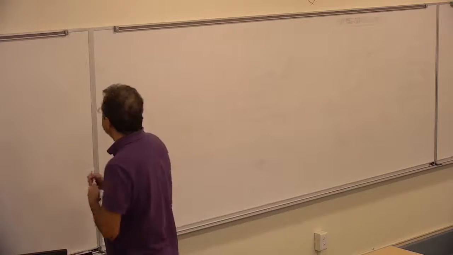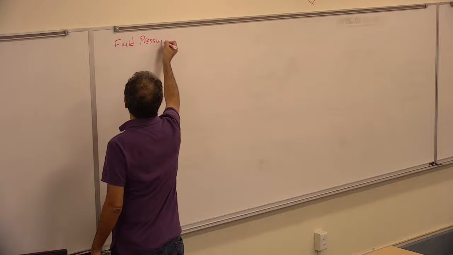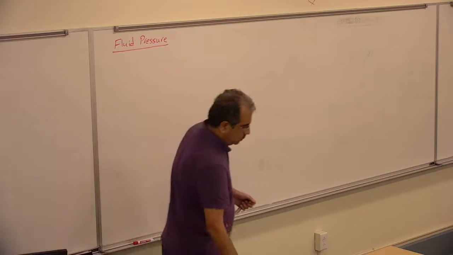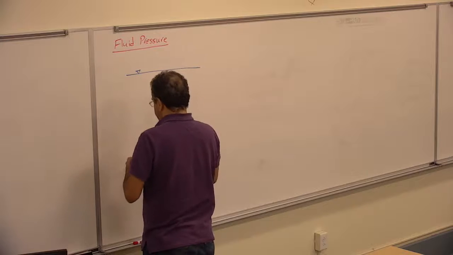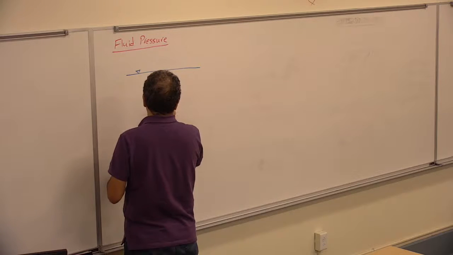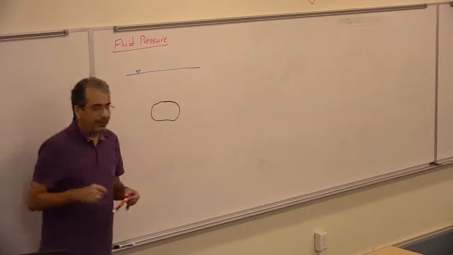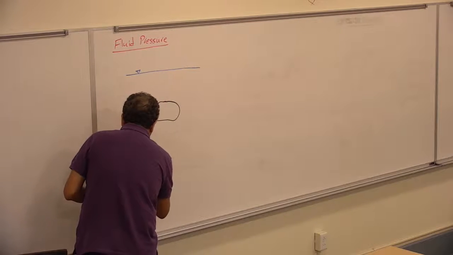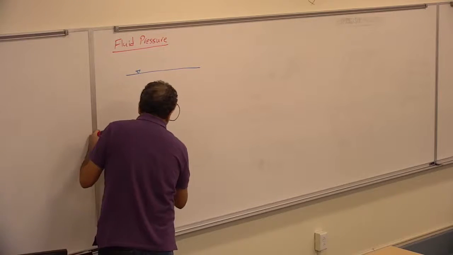Very briefly about the fluid pressure. So, for the fluid pressure in 2D, I have the water level there, and there's going to be an object sitting down there, like that. The pressure at any given point would be P equals rho g. It was rho g h, but here rho g z.